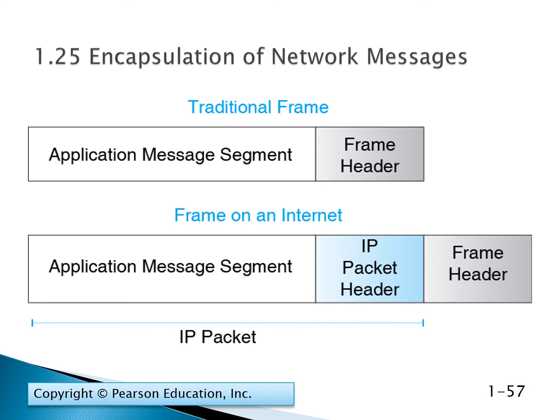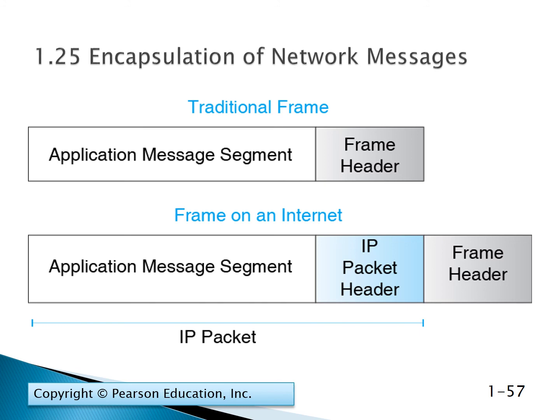So we have seen the encapsulation of network messages, and we know there can be multiple levels of encapsulation. The idea of encapsulation is basically like putting the message into an envelope, right? Just the analogy that I use. And then you can also think about it as adding some header information to your message. So traditionally, you may put a frame like this. You have your application message segment, and then you add a frame header. You add some header information. So it becomes a message that is encapsulated as a frame.